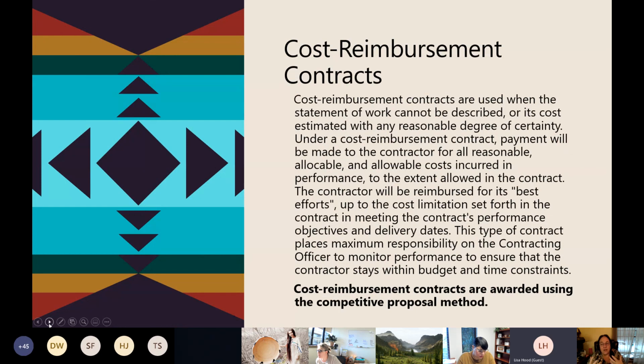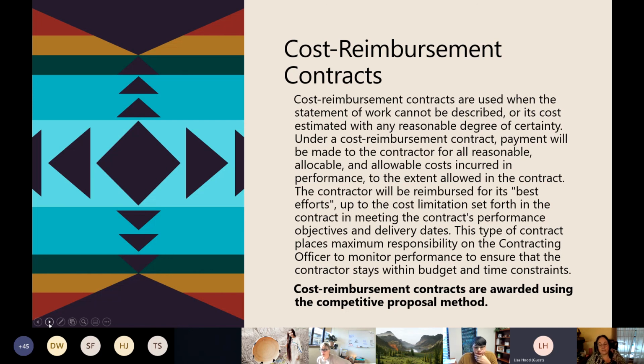Cost reimbursement contracts are used when the statement of work cannot be described or its cost estimated with any reasonable degree of certainty. Under a cost reimbursement contract, payment could be made to the contractor for all reasonable, allocable, and allowable costs incurred in performance to the extent allowed in the contract. The contractor will be reimbursed for its best efforts up to the cost limitation set forth in the contract in meeting the contractor's performance objectives and delivery dates.